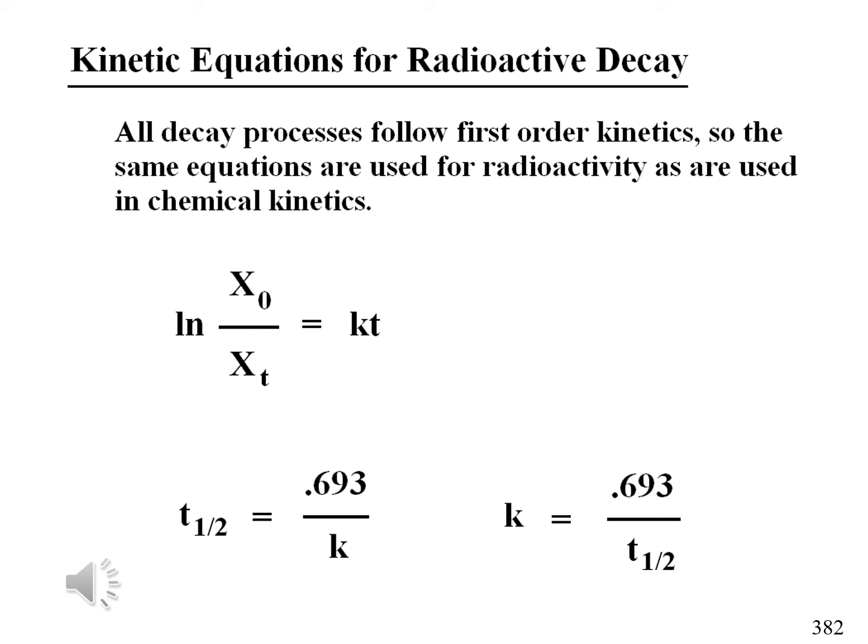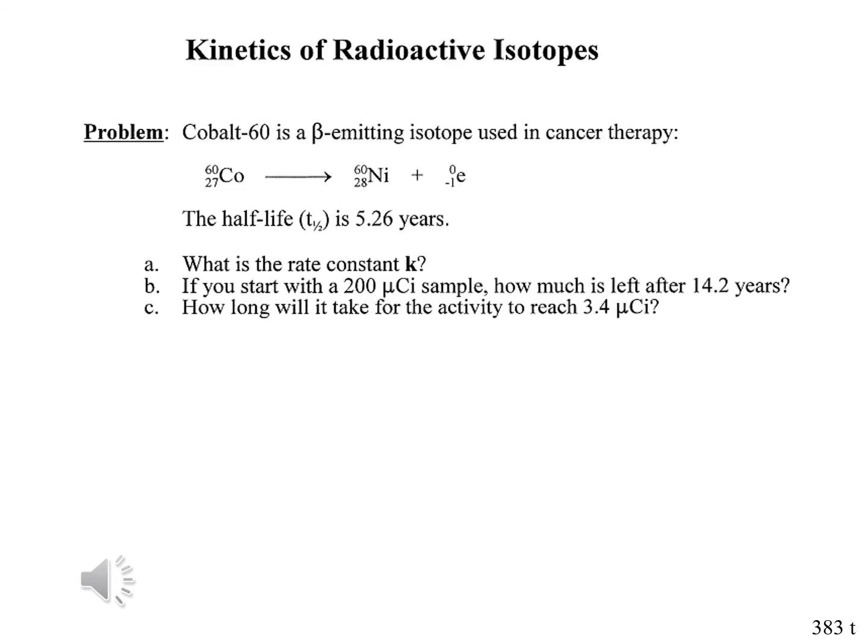And the half-life formula is the same. If you know the k, you can get the half-life. And if you know the half-life, you can get the k. Usually what they give you in radioactivity is the half-life. And so what you have to do first is convert the half-life to k in order to plug it into the equation. And I want to show you a couple of problems.